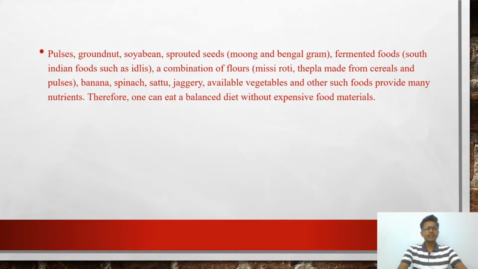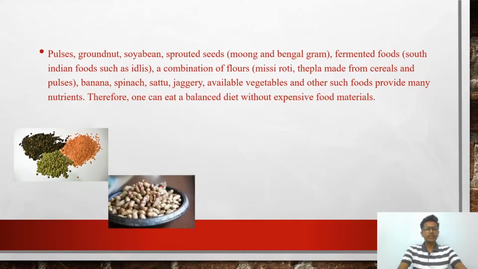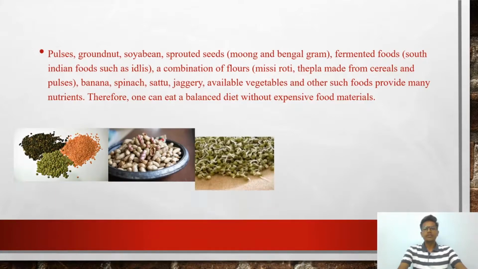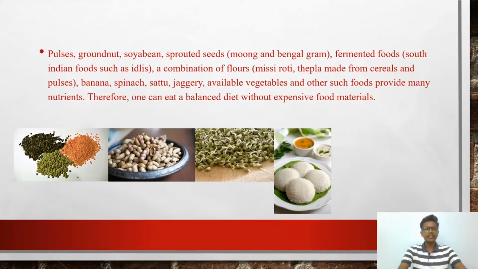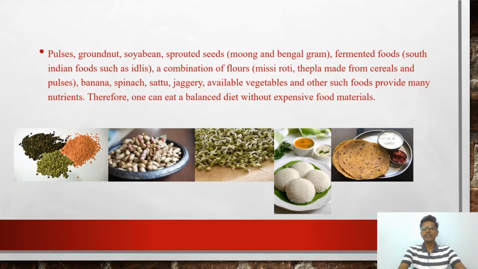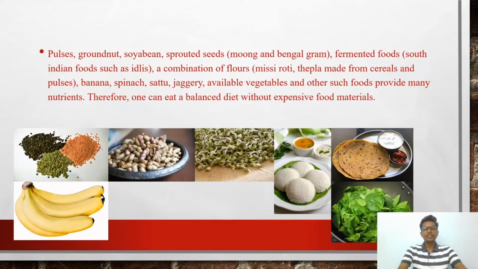Next, see pulse, groundnuts, soya bean, sprouted seeds, Indian foods such as idlis, a combination of flours, missi roti, theplas made from cereals and pulses, banana, spinach, sattu, jaggery, available vegetables and other such foods provide many nutrients. Therefore, one can eat a balanced diet without expensive food material. Okay, so with all these food items you can have a balanced diet. For that you don't need more money to spend on it.